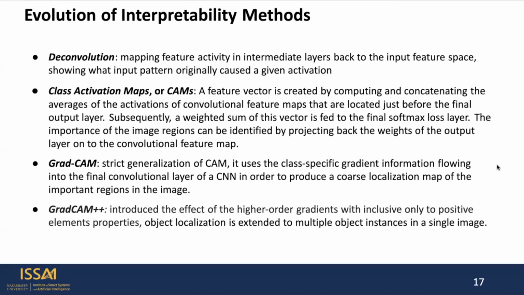Grad-CAM is a strict generalization of CAM, and it uses class-specific gradient information, which flows into the final convolutional layer of CNNs, and it produces a coarse localization map of the important regions in the image. Grad-CAM++ introduces the effect of high-order gradients, inclusive only of positive elements. So the different feature of Grad-CAM++ is that we'll be able to identify multiple object instances in a single image, which didn't exist in the previous interpretability methods.